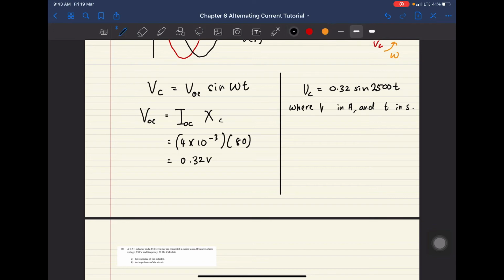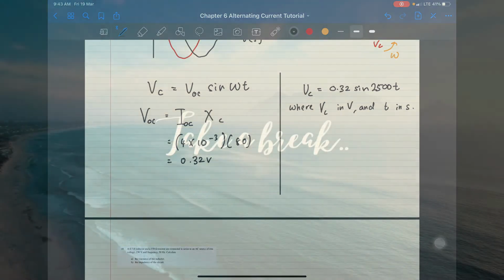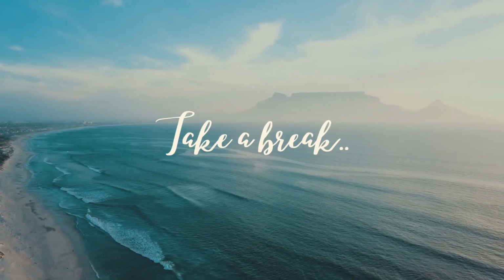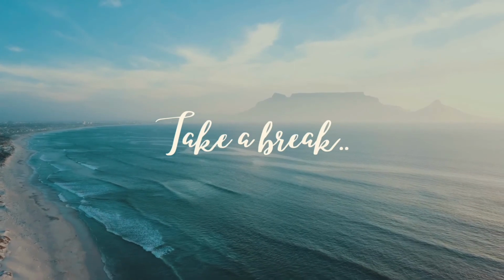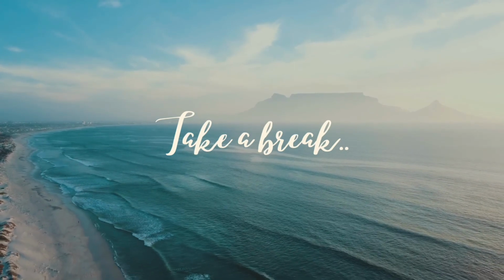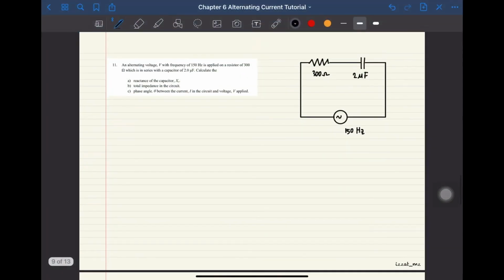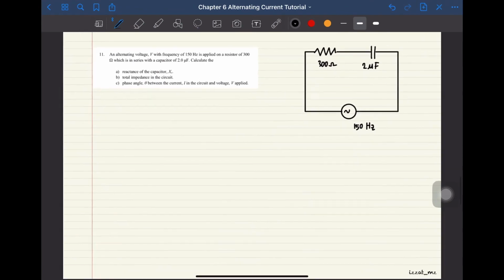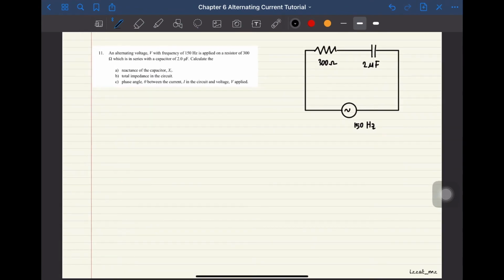Where VC is in volt and t is in second. Okay. So I skip question 9 and 10 and we go straight to question number 11.